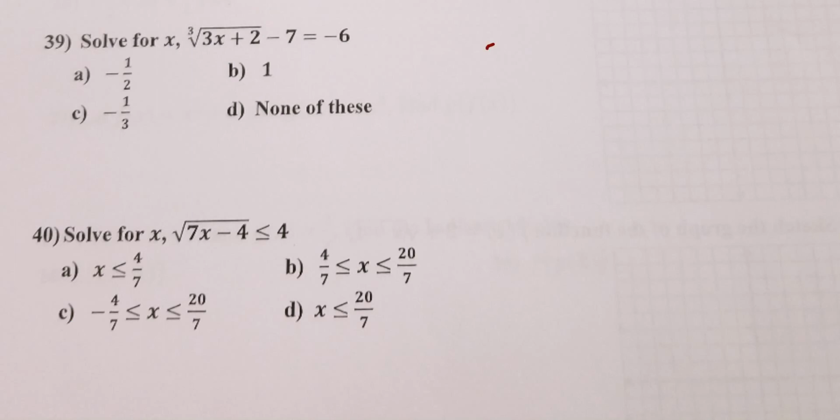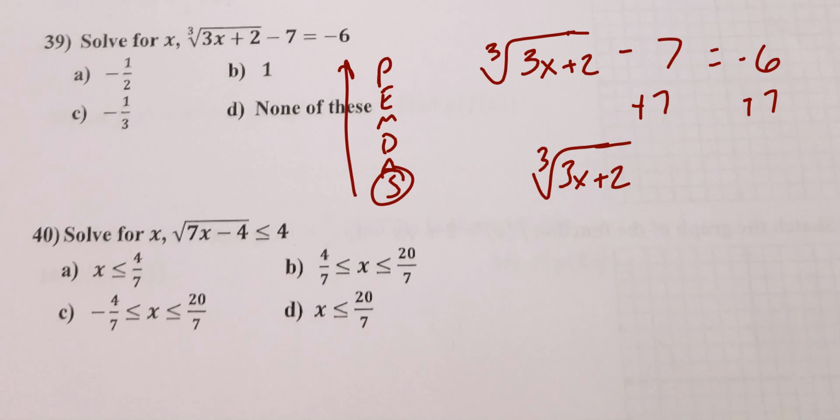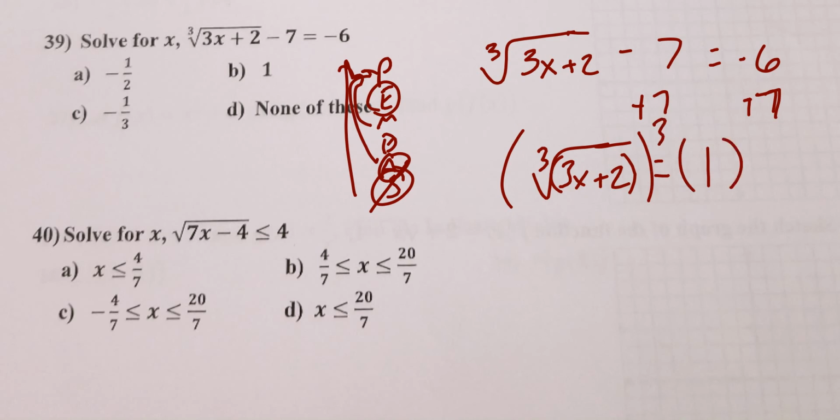39, I'm going to use PEMDAS in reverse. So I have the cube root of 3x plus 2, minus 7 equals negative 6. Alright, I see subtraction. So the first thing I do is I get rid of the minus 7 on both sides. So I have the cube root of 3x plus 2 equals 1. Now there's addition, but technically, guys, there's parentheses if it's inside the radical, so I can't get rid of the addition yet. There is no division. There's multiplication also inside the radical, so I have to get rid of the exponent. That's why I cube both sides.